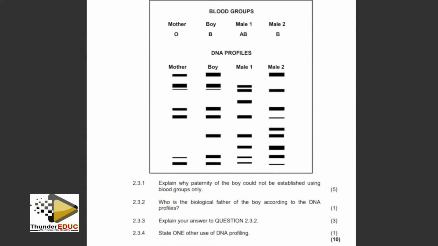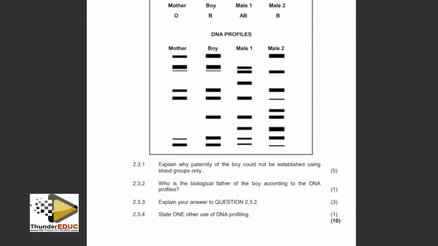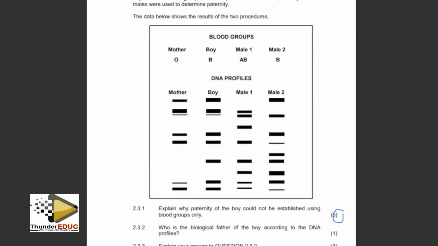There is one question here for blood group, but I think we exhausted the blood group. But you see that blood group also has 5 marks. Explain why paternity of the boy could not be established using the blood group. Why is the paternity test not able to conclude that this is the father of the individual? It's because many people have the same type of blood group.